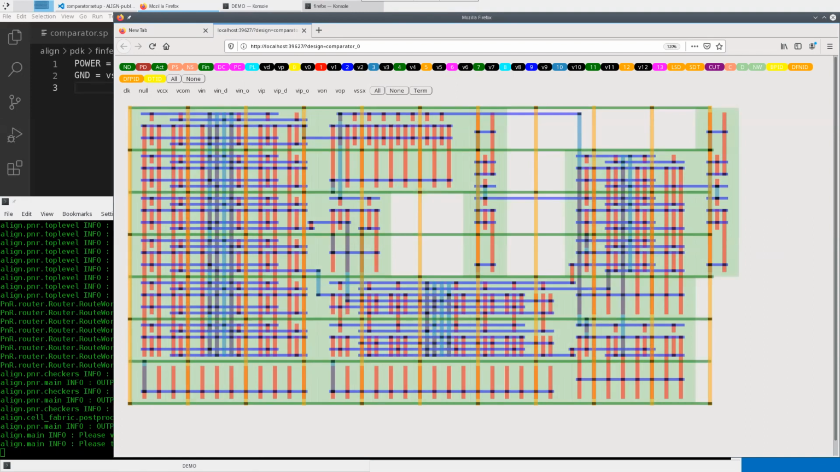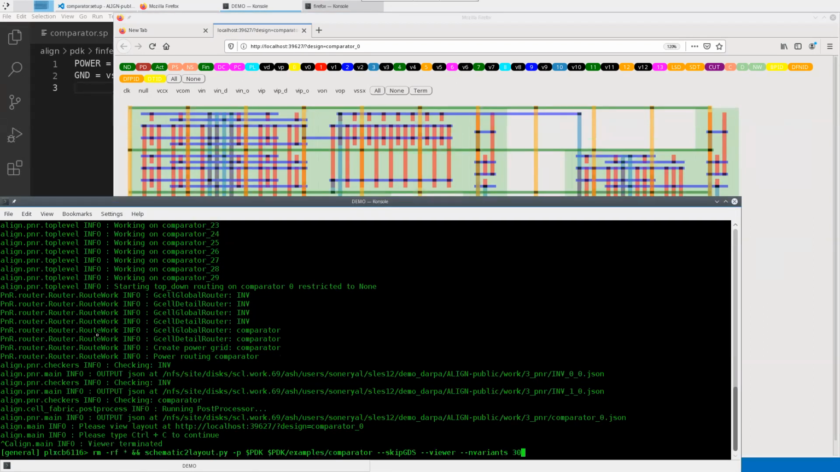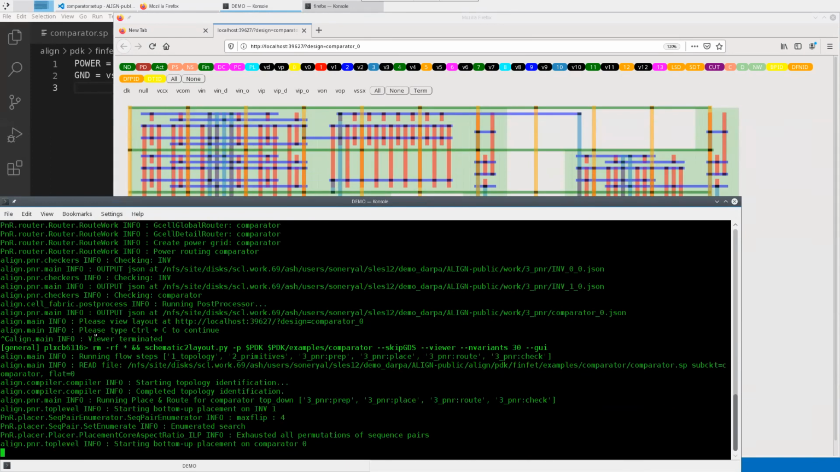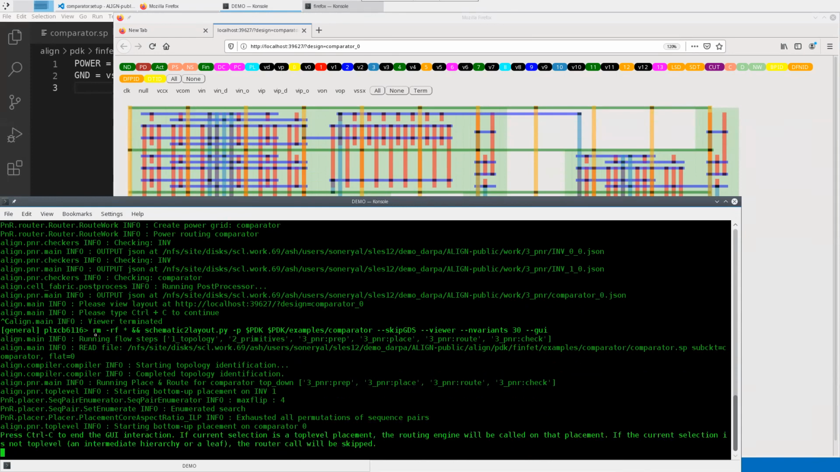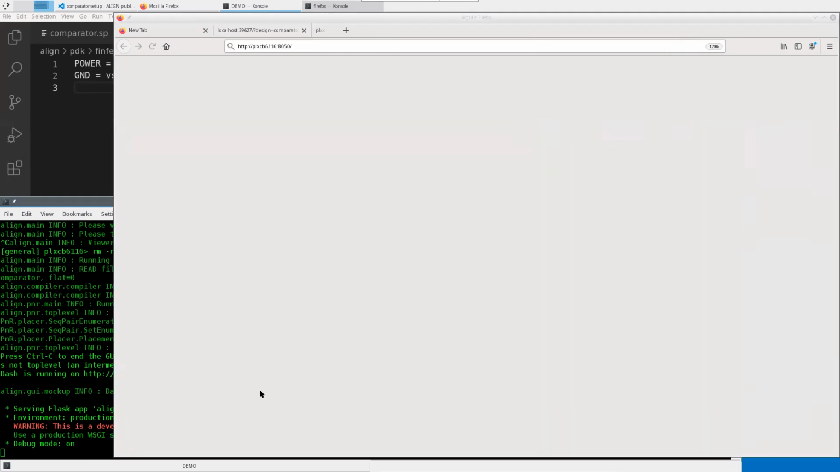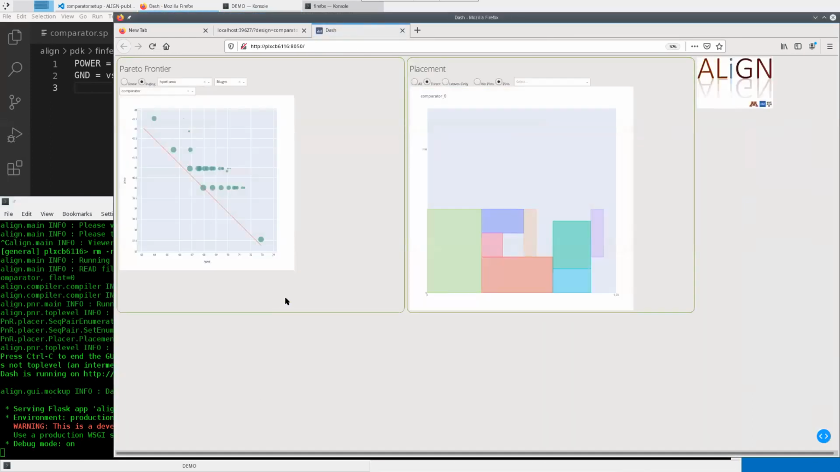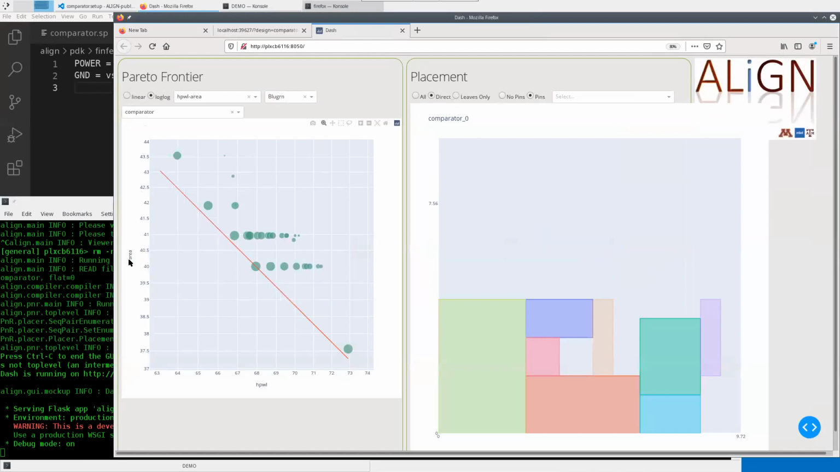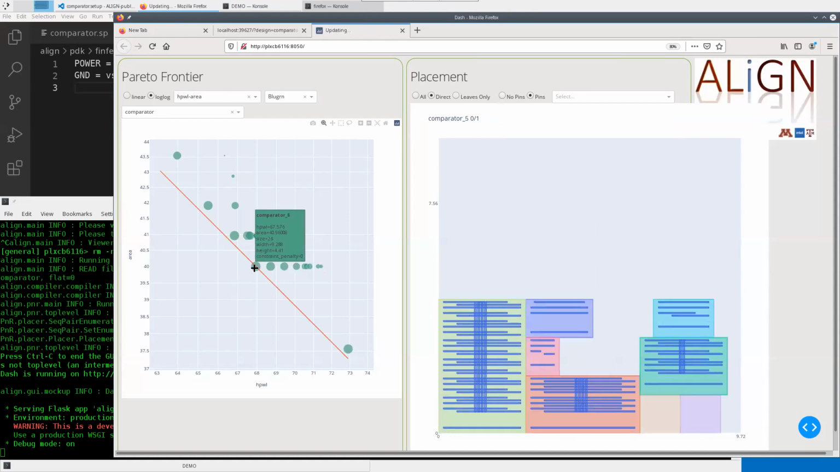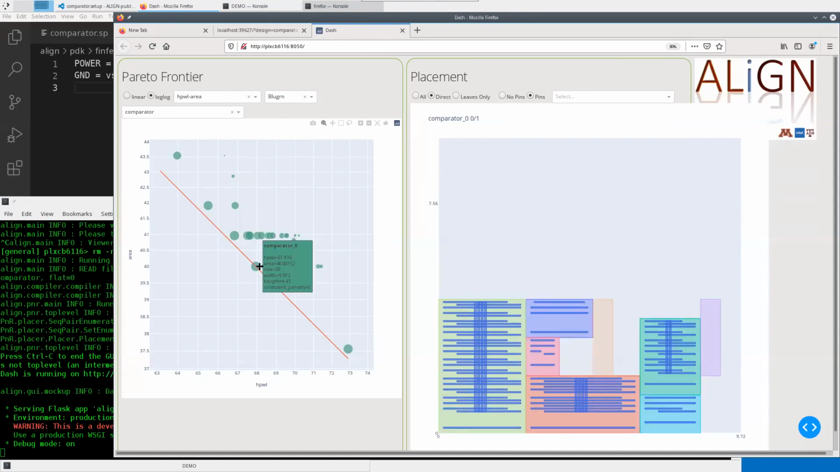Now, if you want to see more options, one thing we can try is to use our other interface, which allows us to see multiple choices or options and then pick among them. So here, what I did is ask ALIGN, show me your top 30 floor plans. On the left, I will increase this a little bit. You can see an area and estimated wire length Pareto frontier, and there are several different floor plans that ALIGN explored. Comparator 0 was the best solution that we saw.